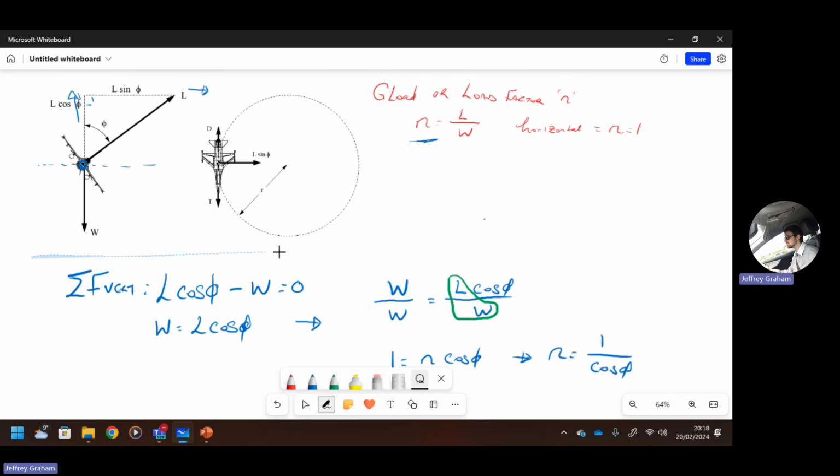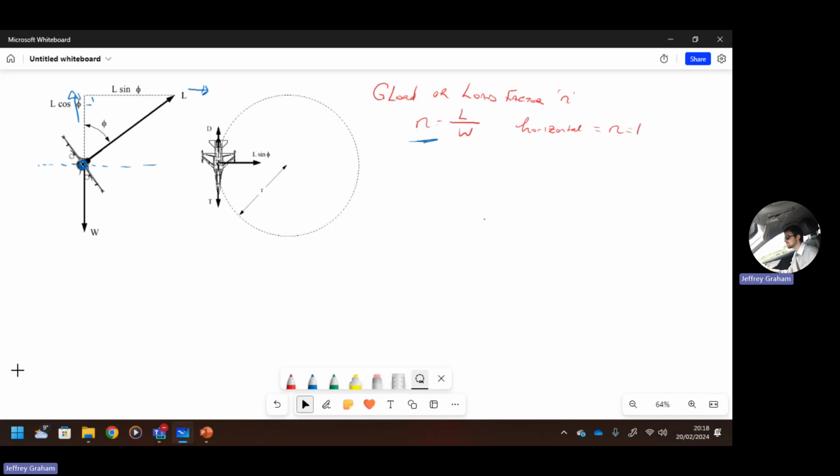Right, so get rid of all of that and start to analyze the other bit. In the second diagram, there's a couple of things to point out. This lift component pointing towards the center of our circle, our rotation, is this vector here.